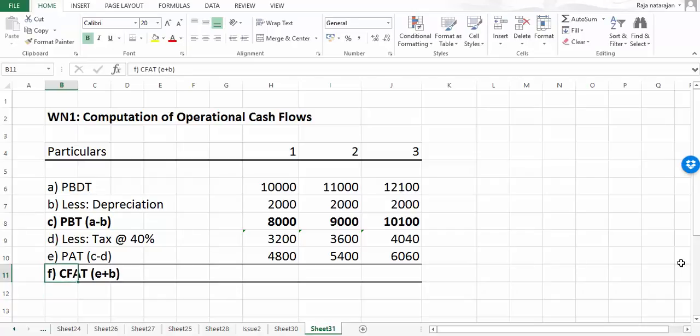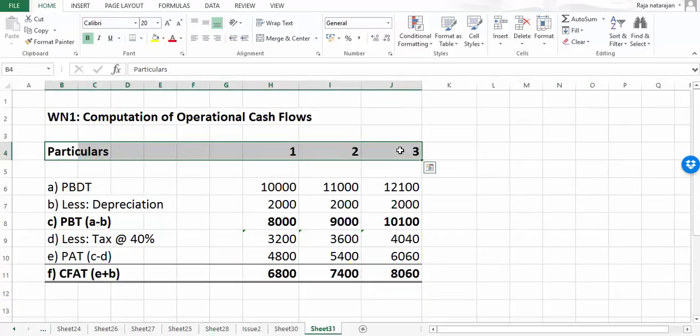Okay, so my cash flows after tax is item number E, that is 4,800 plus depreciation of 2,000, so I get 6,800. Year 1, 7,400. Year 2, 8,060. Year 3. So these are all my cash flows. So once I have my cash flows, I can go and find what is required in the question.